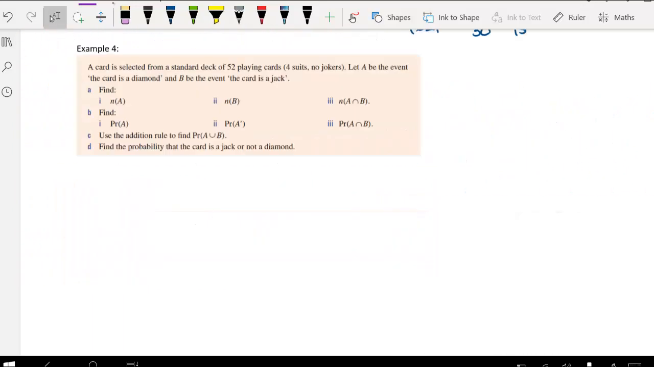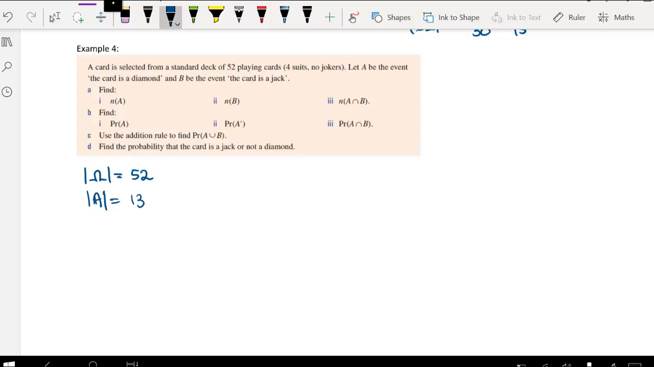So now we'll look at the second last example, example 4. We have a scenario where a card is selected from a standard deck of 52 playing cards. So this is saying that our universal set has a cardinality of 52. A is the event that the card is a diamond. So the number of possible ways we can get a diamond is 13. A quarter of the cards are diamonds.